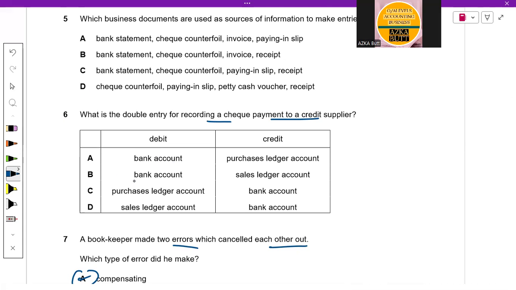the purchase ledger account represents amounts owed to credit suppliers, also called accounts payable. So when a check is paid to a supplier, it reduces the amount owed. So the purchase ledger account is debited, and the bank account would be credited. Paying by check decreases the bank balance, so the bank account is credited. So the double entry would be to debit the purchase ledger control account and credit the bank account.